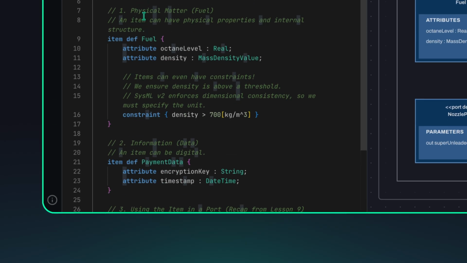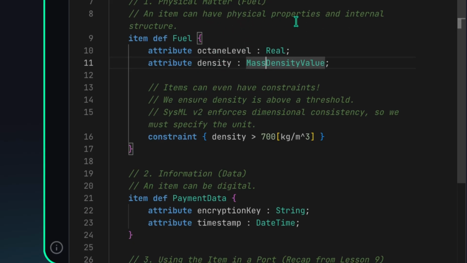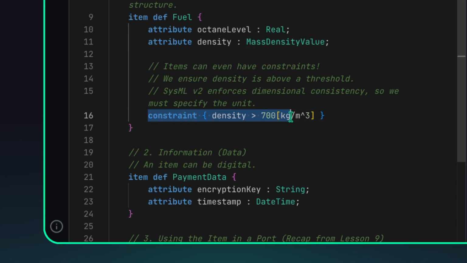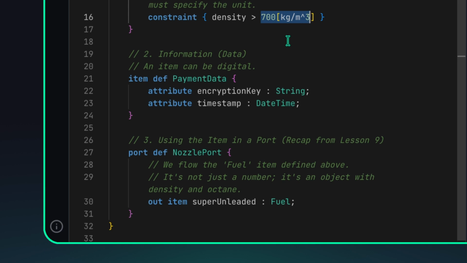We first define fuel. Fuel is not just a label attached to a connector. It is a typed model element with an octane level and a density. The density is explicitly a mass density value, rather than an unqualified number, so the model can retain the physical quantity involved. The constraint adds a rule to that definition. The unit in 700 kilograms per meter cubed gives the expression a dimension that can be checked against density. That makes the rule more than a comment. A tool can reason about whether the quantity and unit are compatible.